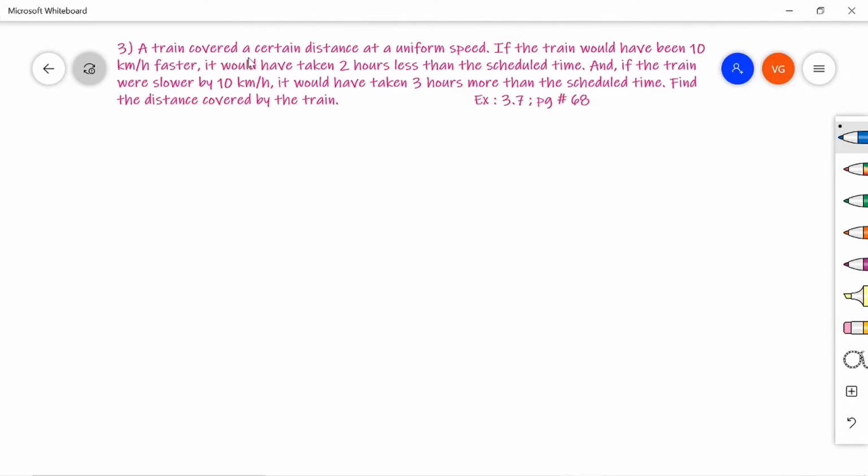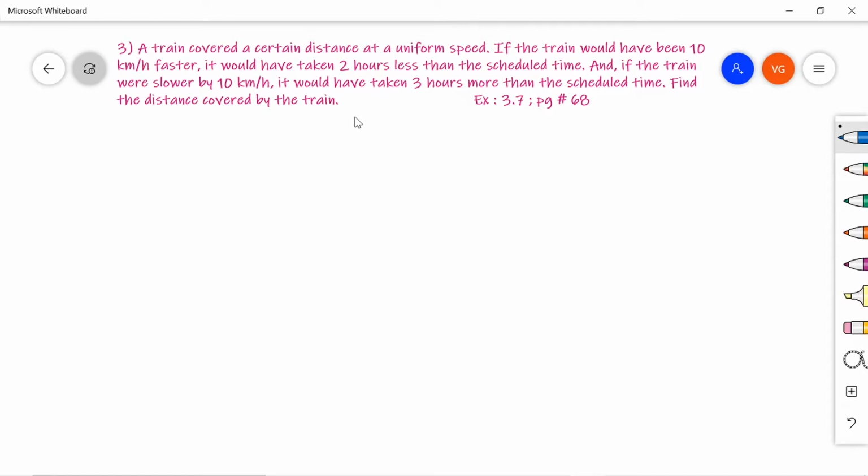A train covered a certain distance at a uniform speed. If the train would have been 10 km per hour faster, it would have taken 2 hours less than the scheduled time. And if the train were slower by 10 km per hour, it would have taken 3 hours more than the scheduled time. Find the distance covered by the train, right?